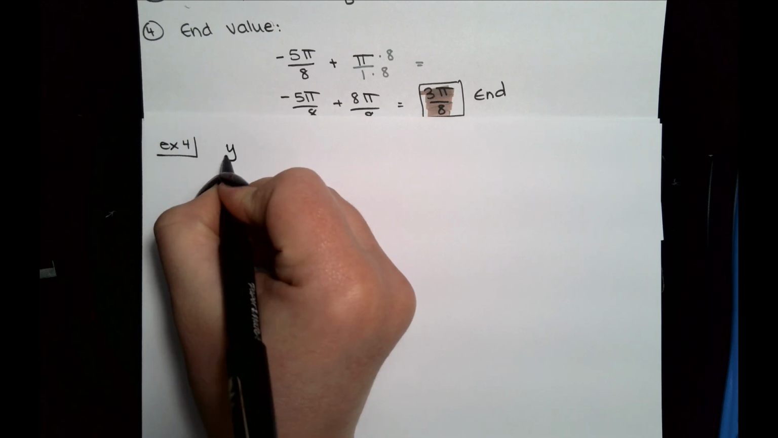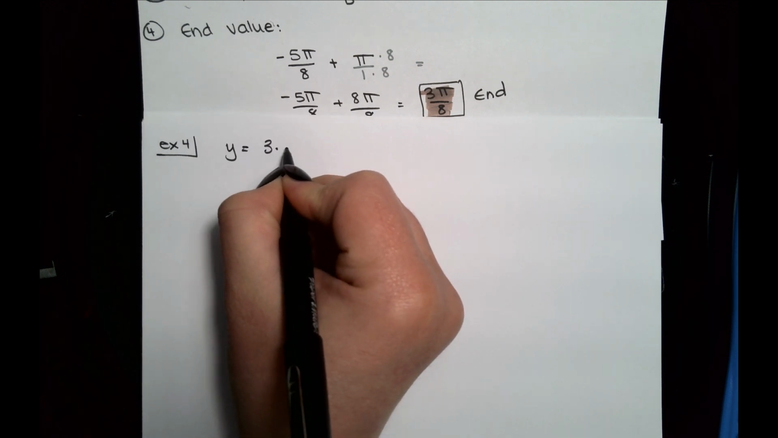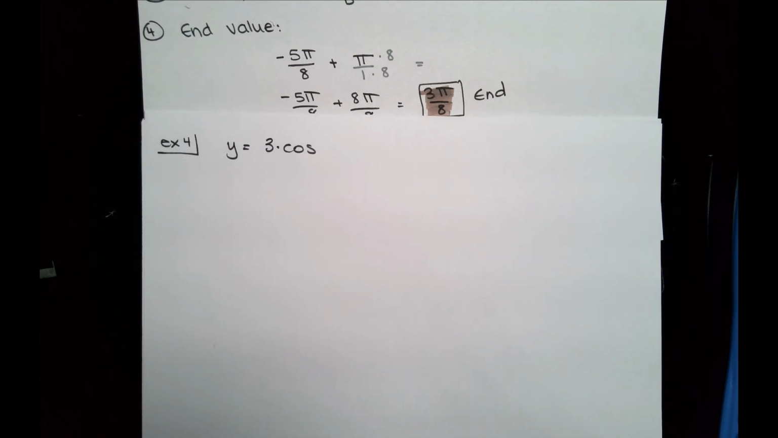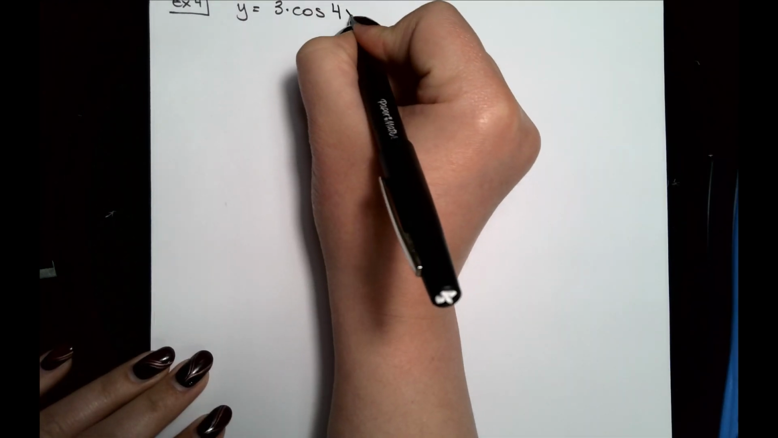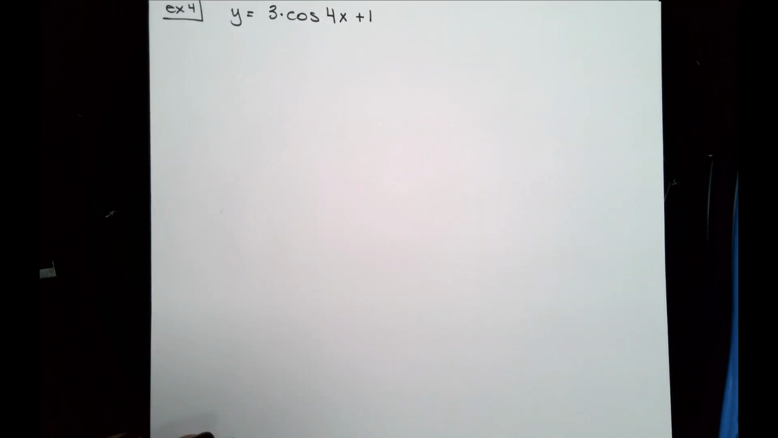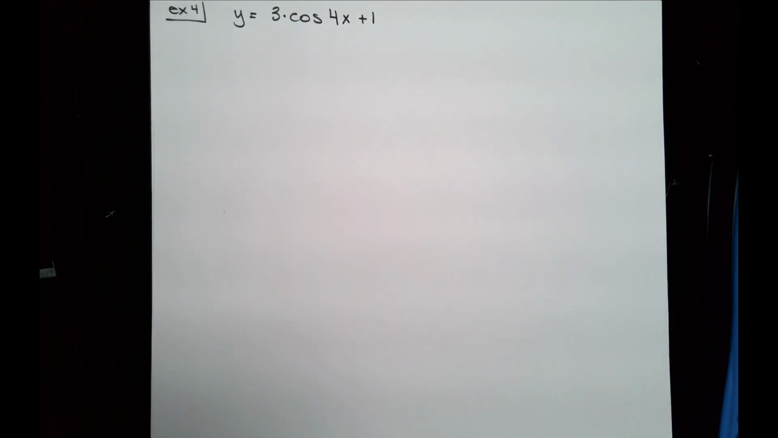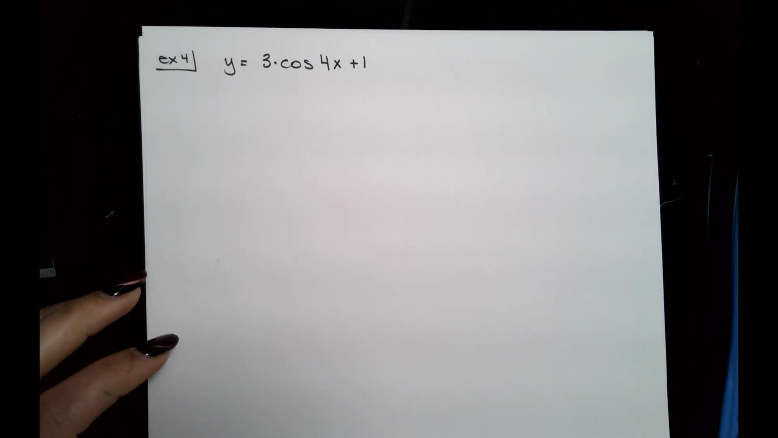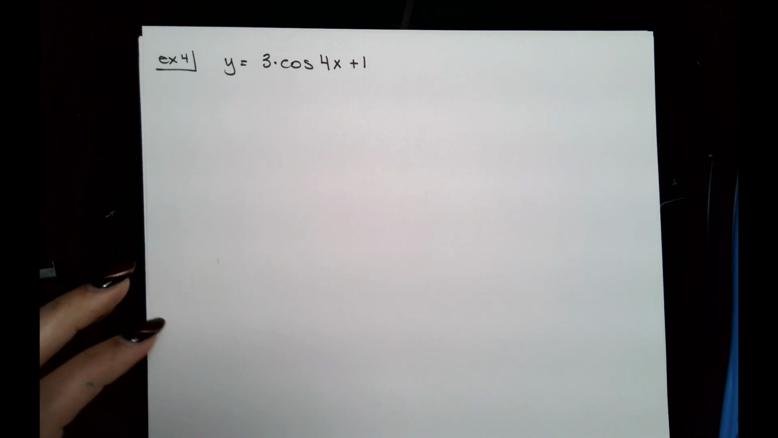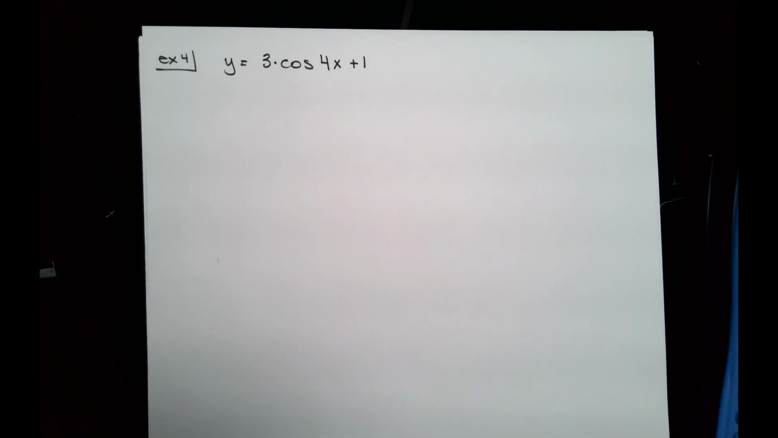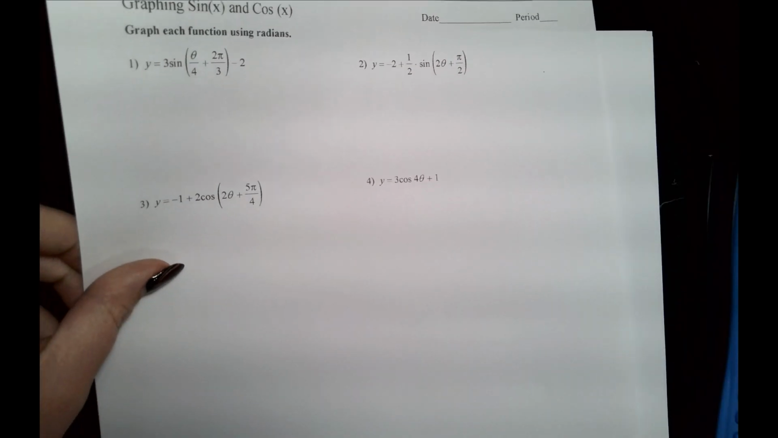For question number 4, we have y equals 3 times cosine. I'm going to immediately change it. So in your classwork, you'll see that we have in theta. I'm not writing that. I would like x plus 1. The reason I want to do this question is because it looks a little bit weird in that there are no parentheses. Let me actually show you exactly what it looks like.